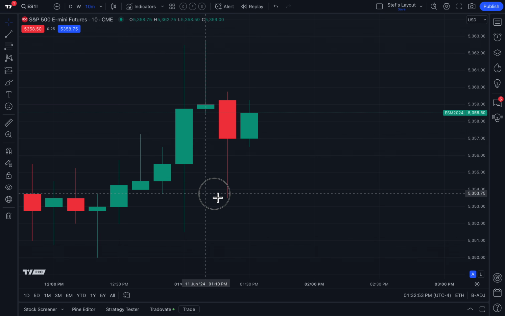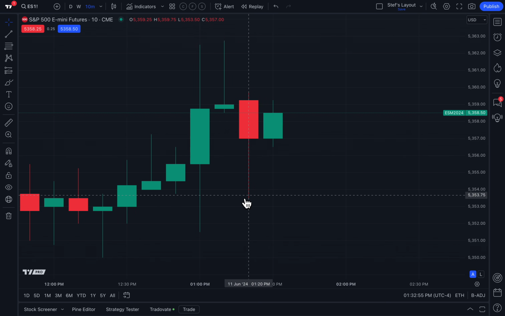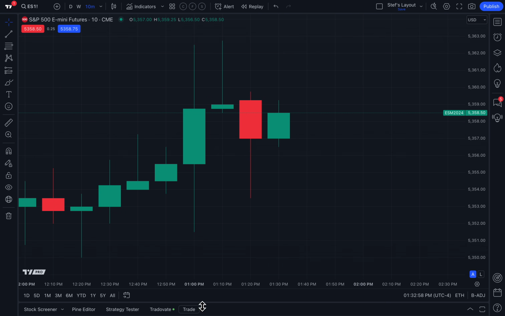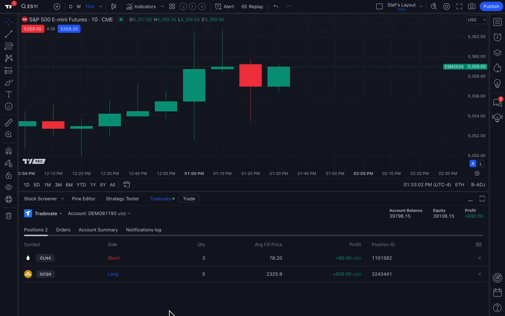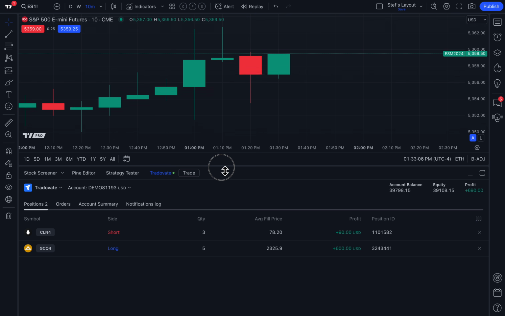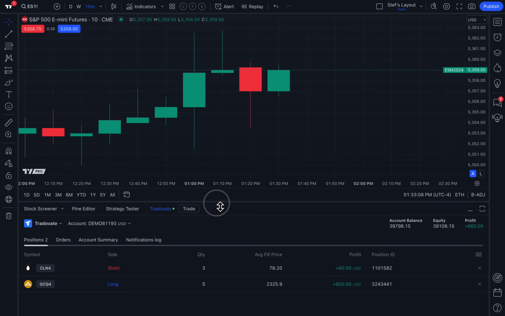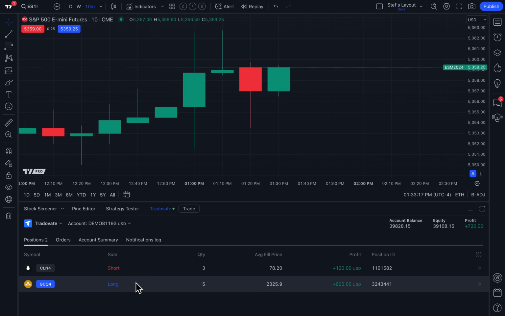The depth of market tool is one of the most dynamic but also sophisticated tools for traders to access. To get started, make sure you have a connected brokerage on your TradingView account, because this is how you will be able to get a complete depth of market with a lot of data. As you can see here, we have a demo account with Tradovate connected. It even says demo here.